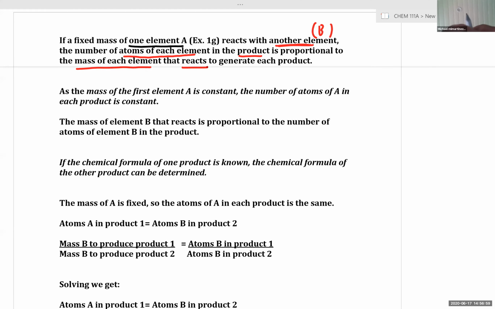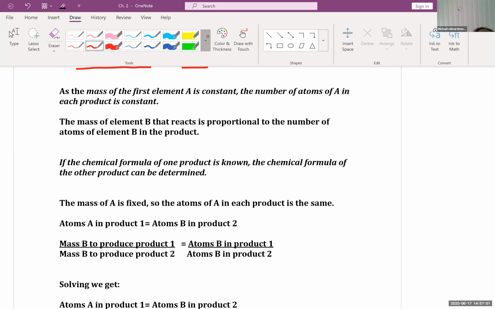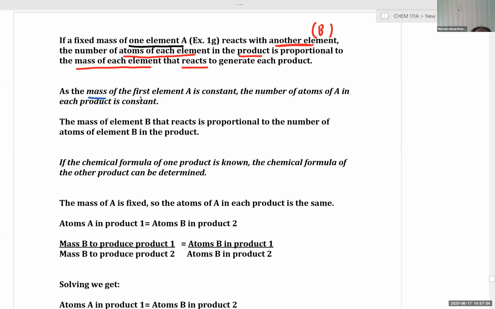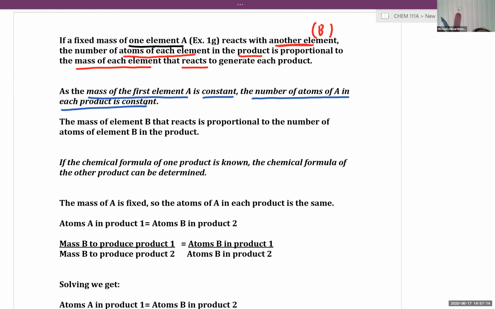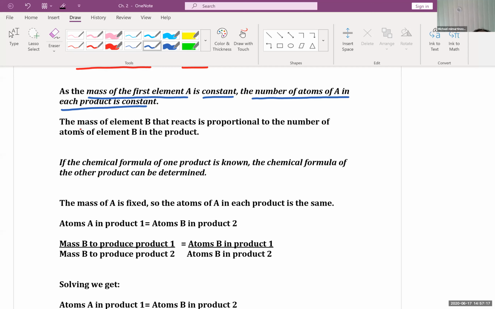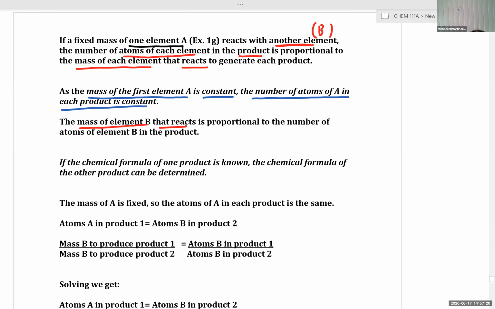Now, if we keep the mass of element A constant, the number of atoms of element A in each product will be constant. Depending on the mass of element B that reacts, the number of atoms of element B in the product will vary. And the number of atoms of element B in the product is directly proportional to the mass of element B that reacts.